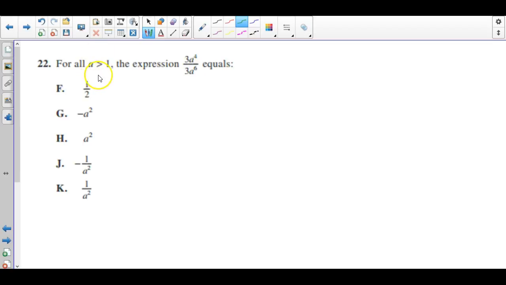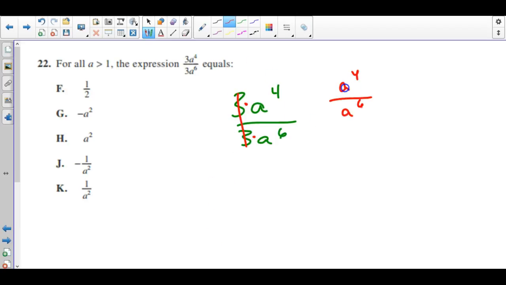For all values of a that are greater than 1, the expression here, and I have 3a to the 4th over 3a to the 6th. Since multiplication is the operation here, the 3's can cross out. So what I really have is a to the 4th over a to the 6th.